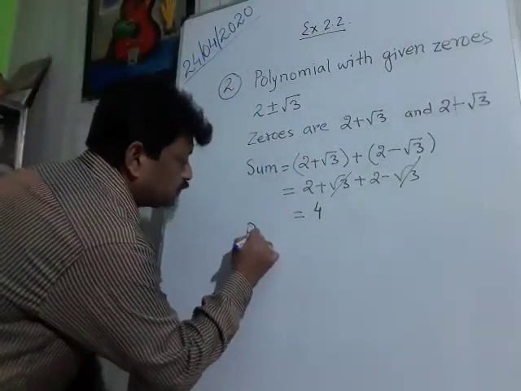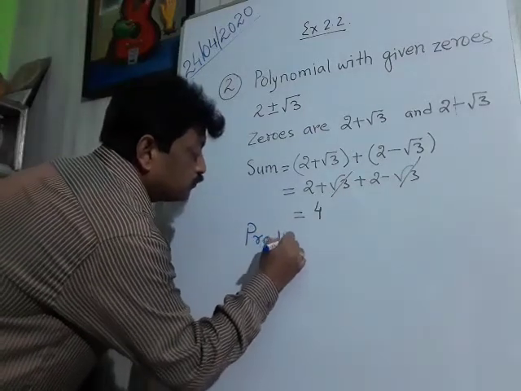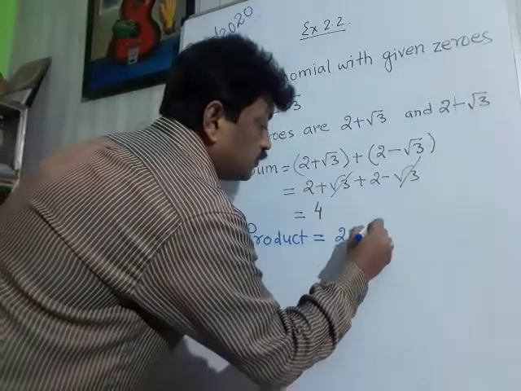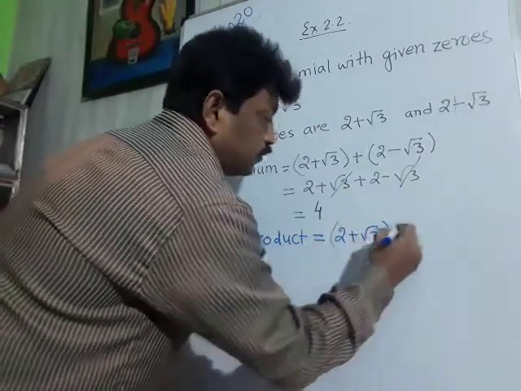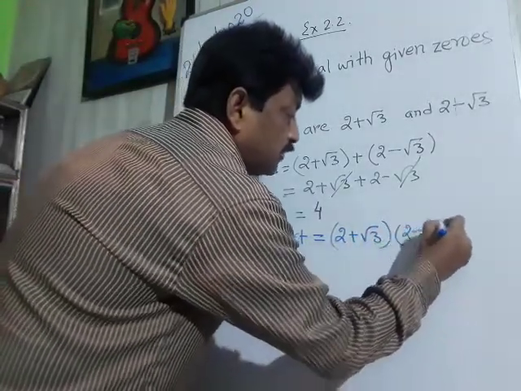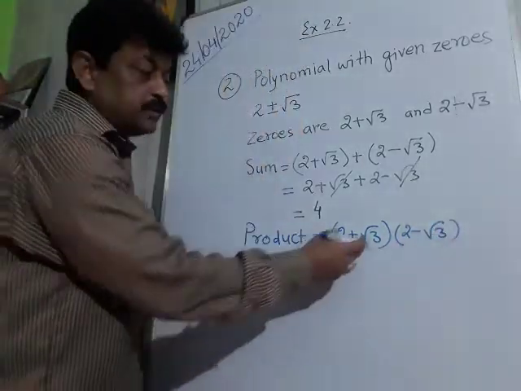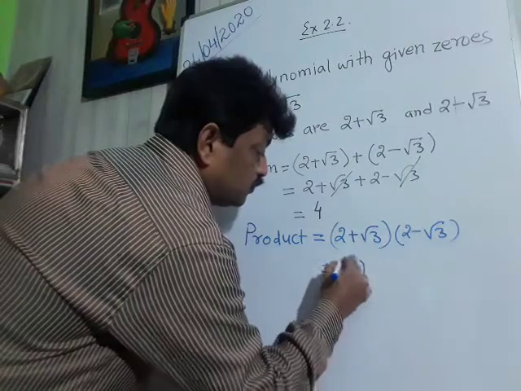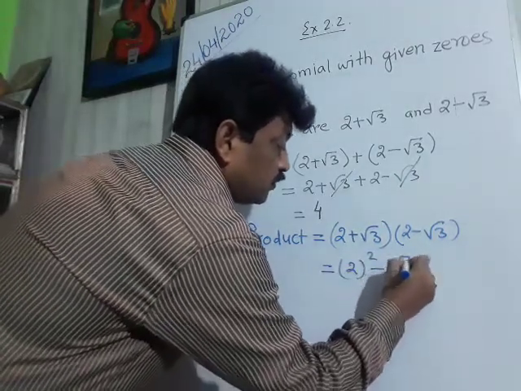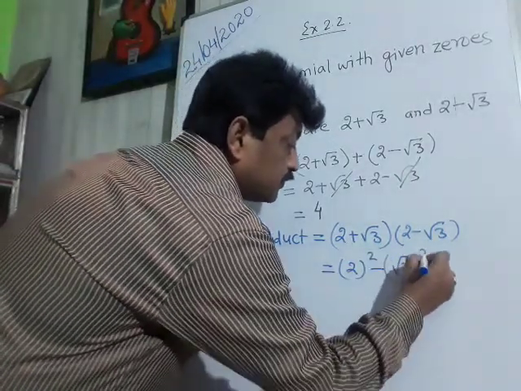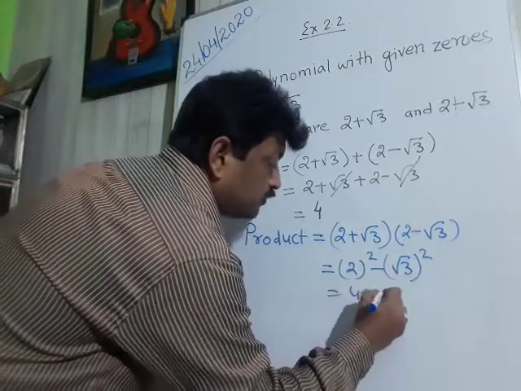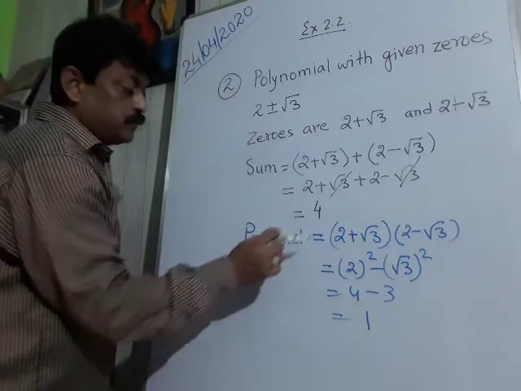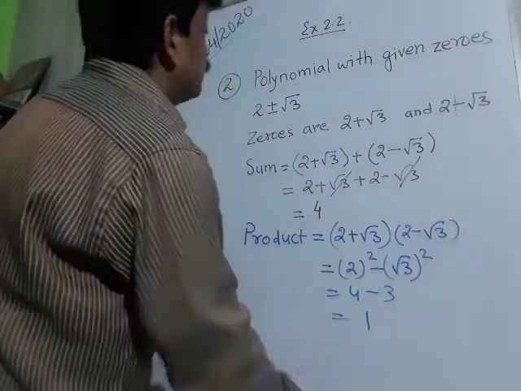product of zeros, product equals 2 plus root 3 into 2 minus root 3. So this is in the form a plus b into a minus b. So that is a square minus b square. So 2 square minus root 3 square, that is 4 minus 3. So it is 1. Therefore we have got the sum as 4 and the product as 1.